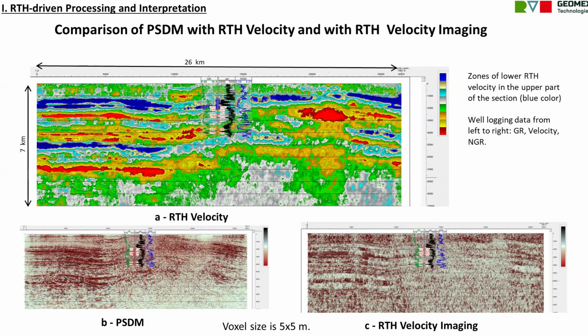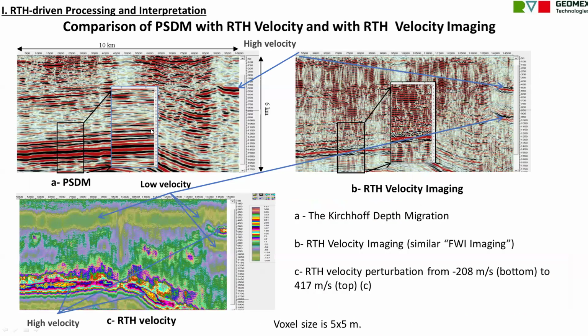imaging, so-called. It's not migration. Only this is the imaging we desire from the velocity. This is a comparison of pre-stack depth migration at the left and RTH velocity, similar to the migration, but not migration. And this is at the right, the RTH velocity fluctuation.